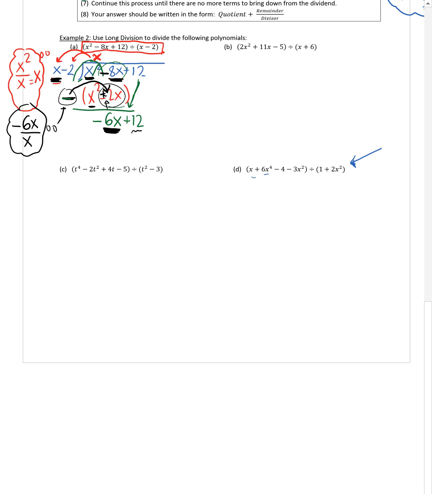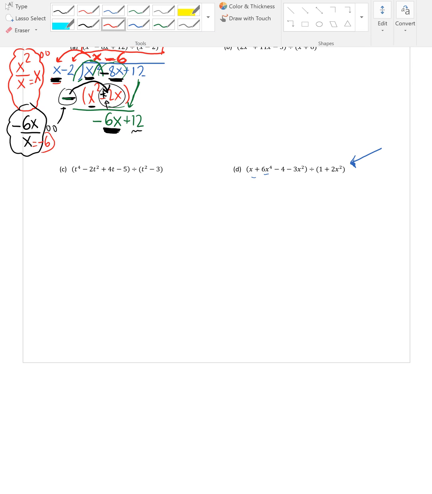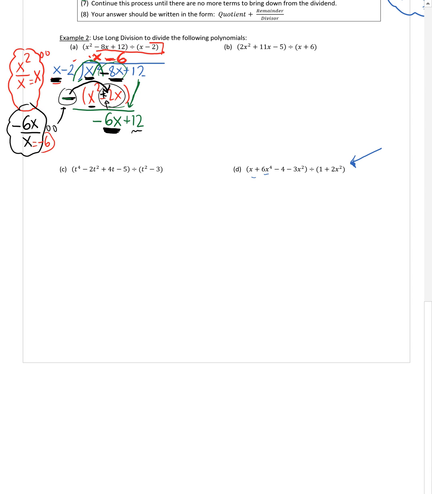Well, the x's would cancel, right? So all you'd be left with is the negative 6. So that would be my quotient right there. Minus 6 will go above that on the quotient. And then my next step will be multiply that negative 6 by both terms in the divisor. This 6 that I just wrote, think of it also as a negative 6. Negative 6 times x is negative 6x. Negative 6 times negative 2 is positive 12.